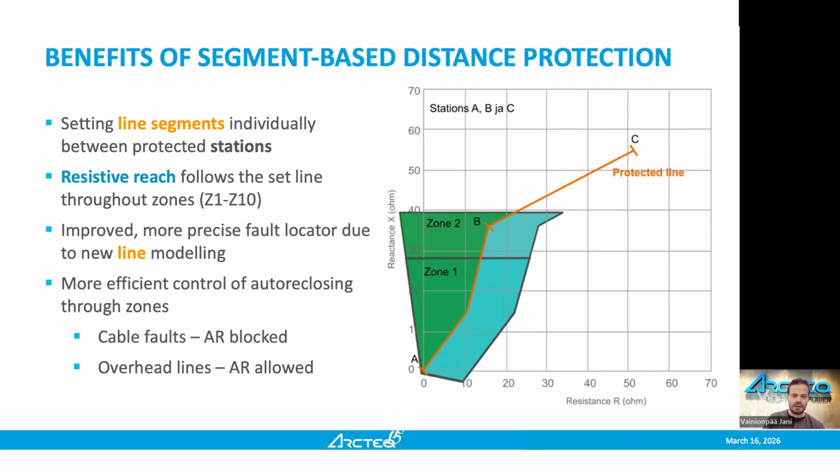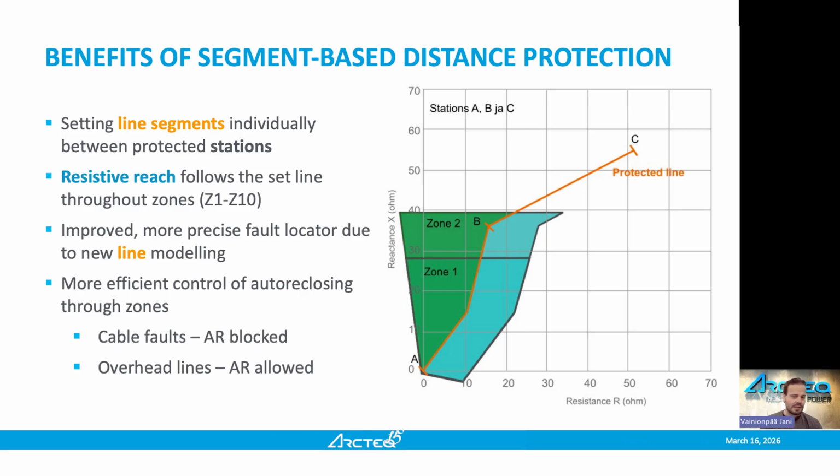So now, presenting our solution for this. This is a little bit color coded. On the right-hand side we can see the picture. We have a protected line and three stations A, B and C. The setting line segments can be individually set. So we have 3 lines: 2 lines between stations A and B, and 1 line between stations B and C.